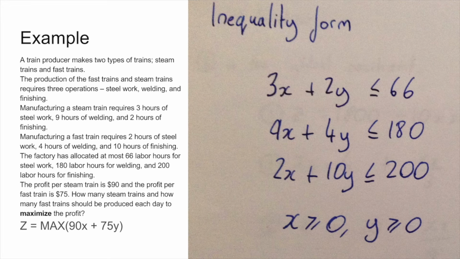Manufacturing a steam train requires 3 hours of steelwork, 9 hours of welding, and 2 hours of finishing. Manufacturing a fast train requires 2 hours of steelwork, 4 hours of welding, and 10 hours of finishing.